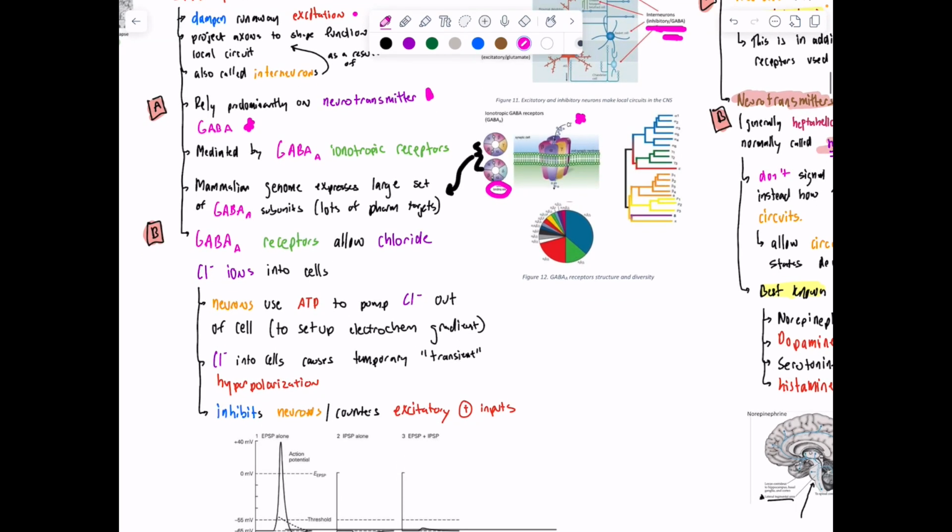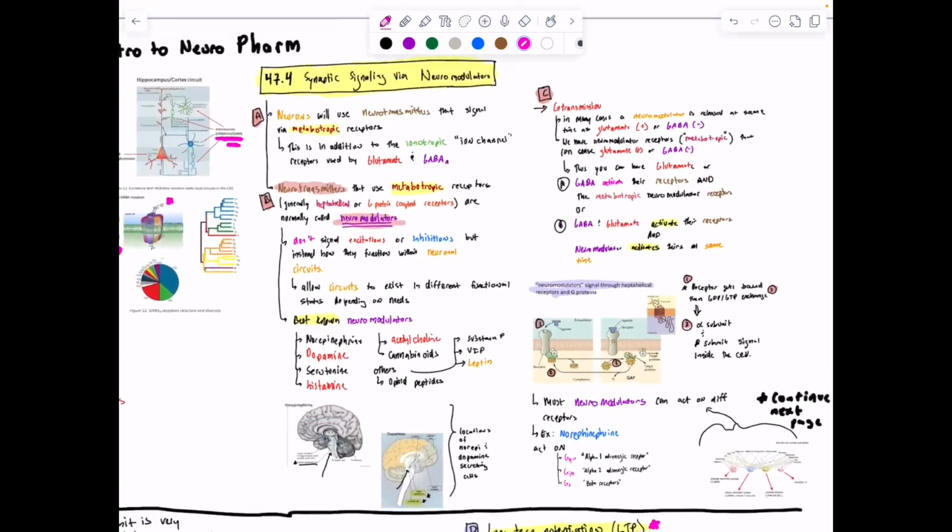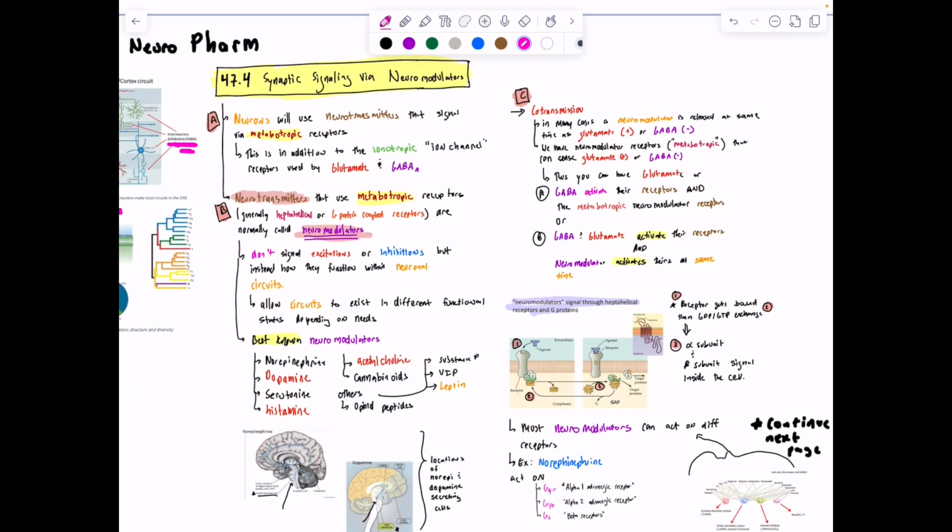So GABA A receptors let chloride into the cell, and neurons are going to have to use ATP to pump chloride out of the cell. So GABA allowing chloride ions into the cell is going to result in hyperpolarization. This is going to inhibit the neurons and counter the excitatory inputs overall. All right, so GABA is an inhibitory neurotransmitter. Glutamate is a stimulatory neurotransmitter.